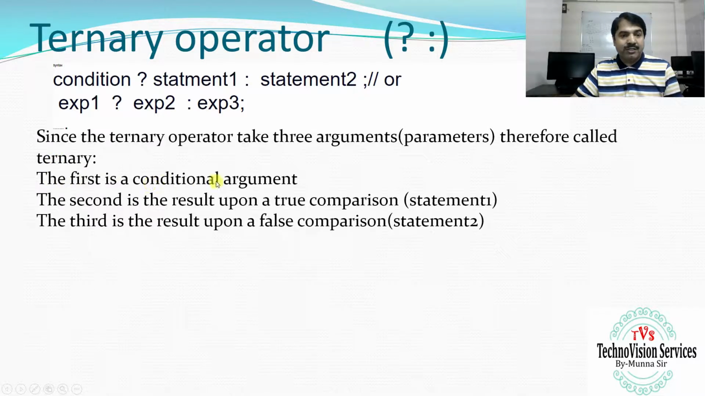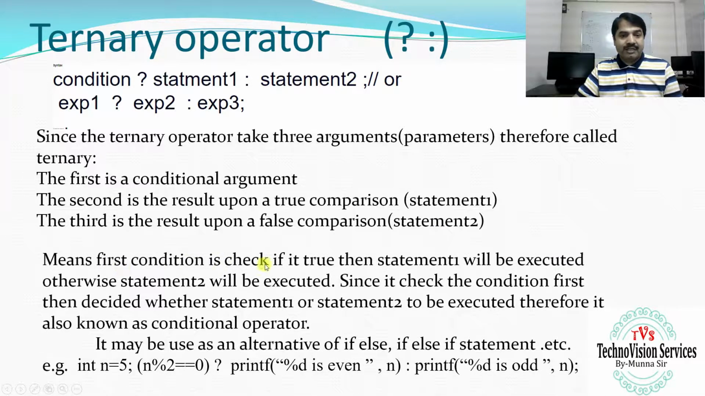The first is the conditional argument, means it will always check certain conditions. Conditions may be true or conditions may be false. The second is the result of a true comparison, means statement 1 will be executed if the condition is true. The third is the result of a false comparison, means statement 2 will be executed only if the condition is false.